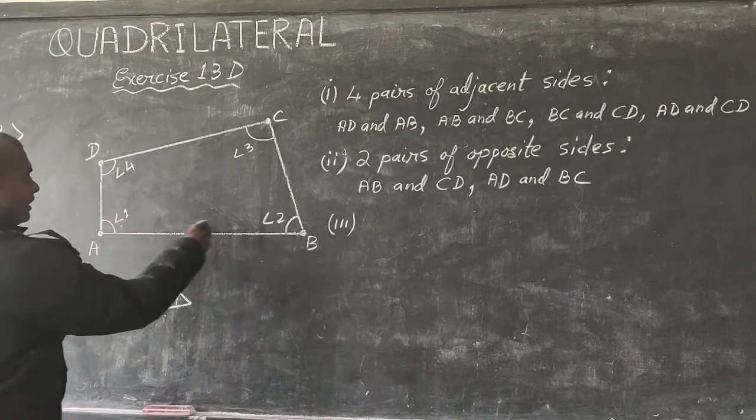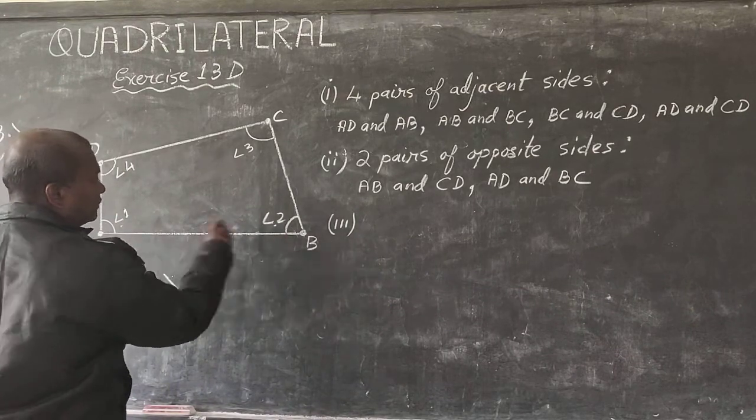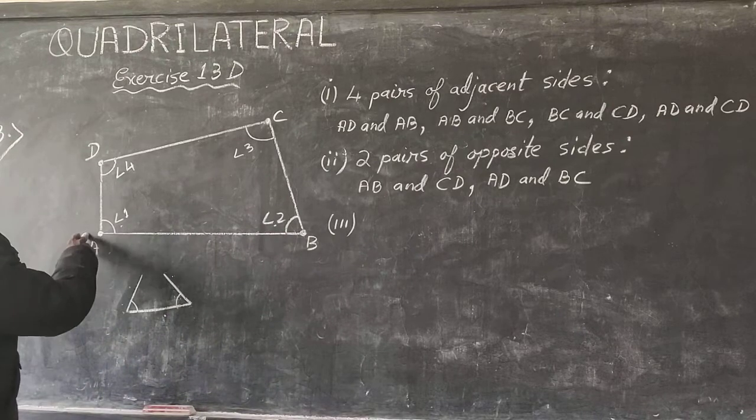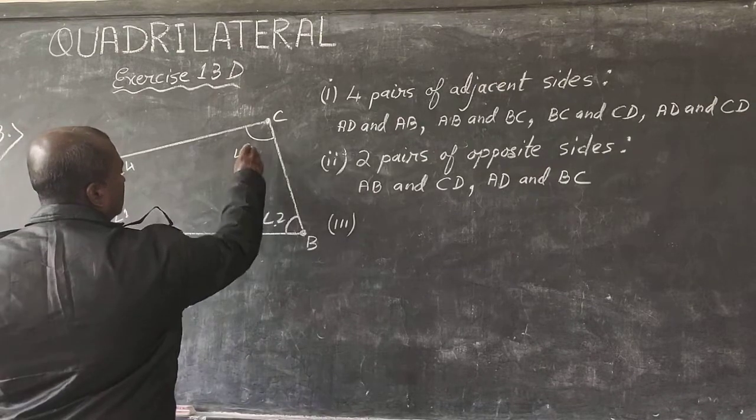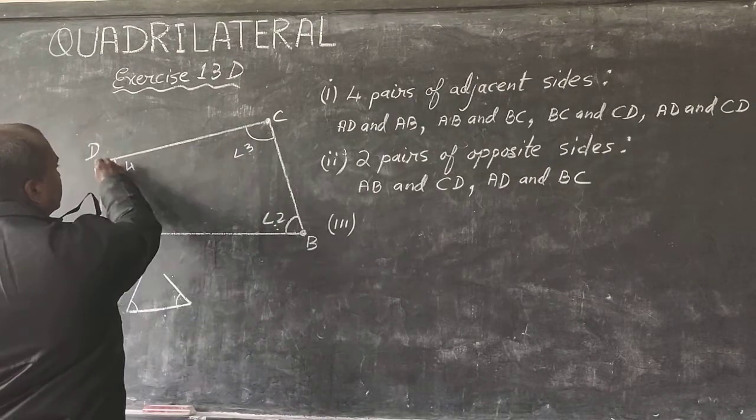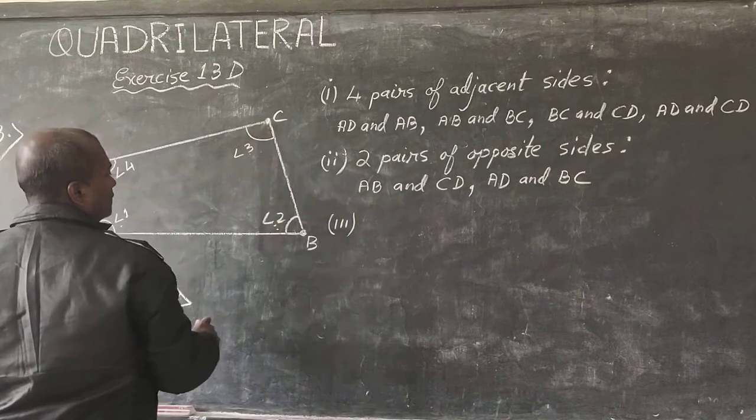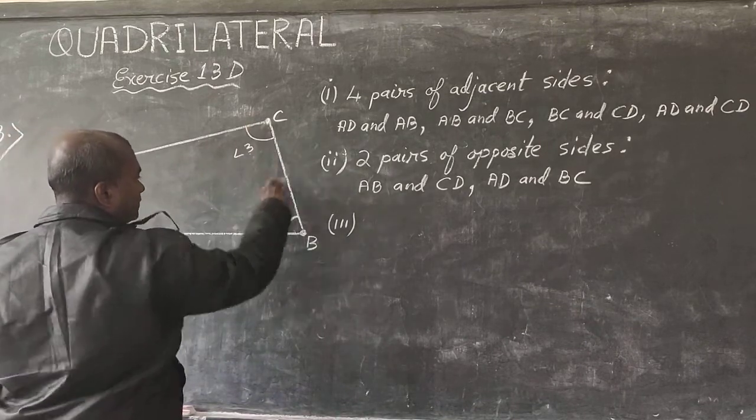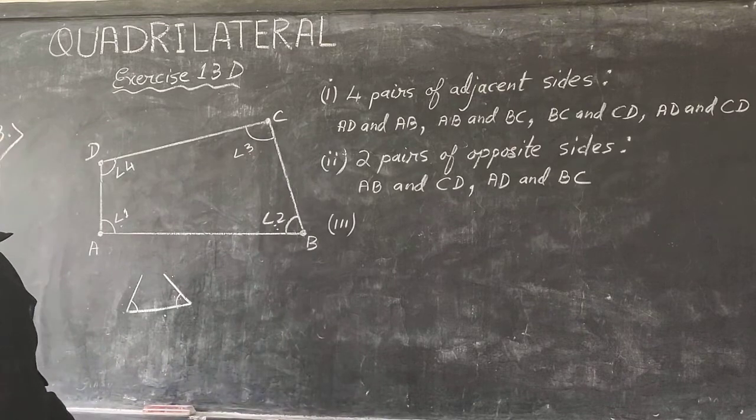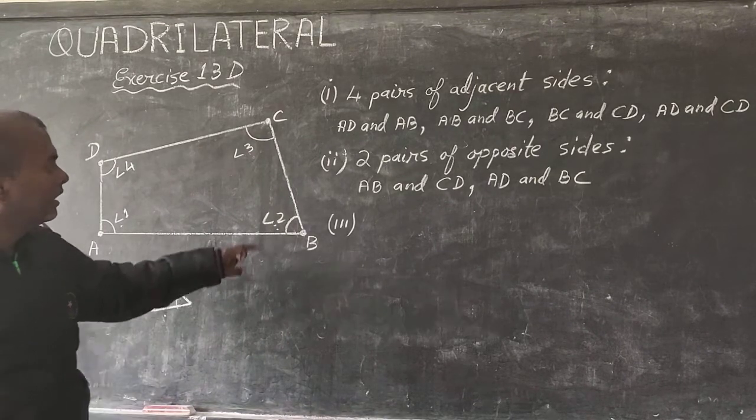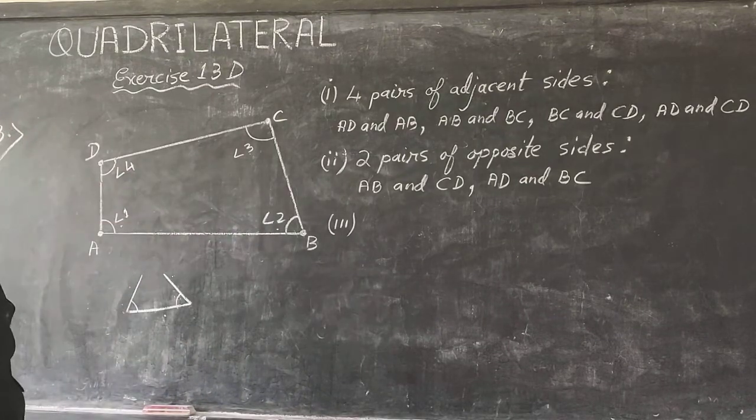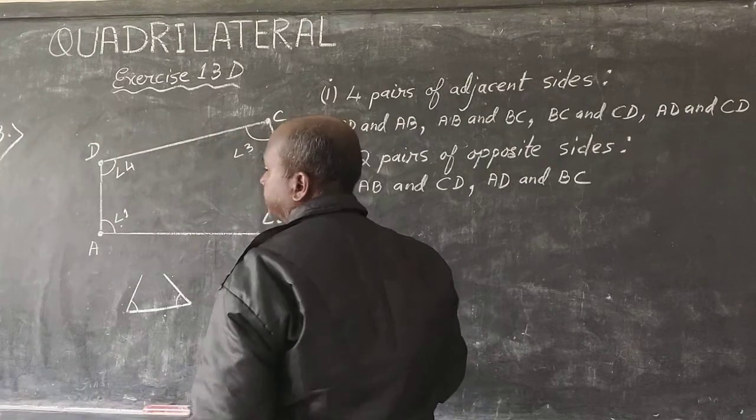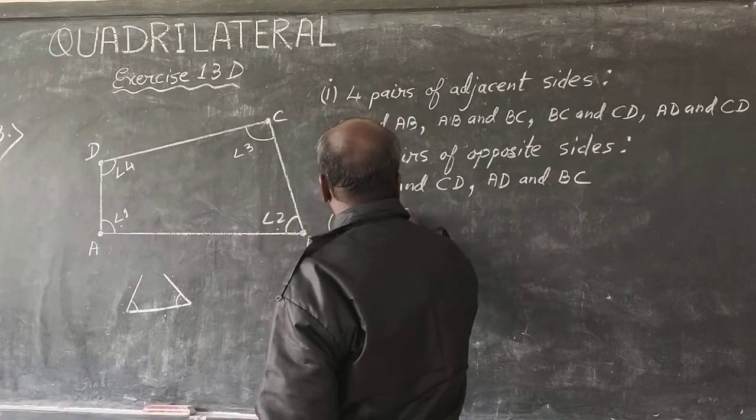So in angle 1 and angle 2, side AB is common. So angle 1 and angle 2 are adjacent angles. Similarly, angle 2 and angle 3. See, for angle 3, this is the angle, this side, and for angle 2, this is the angle. Again, this side is common to each other. So one side is common, so angle 2 and angle 3 are adjacent angles. Similarly, angle 3 and angle 4 are adjacent angles. Angle 4 and angle 1 are adjacent angles. So how many pairs of adjacent angles do we have? 4.